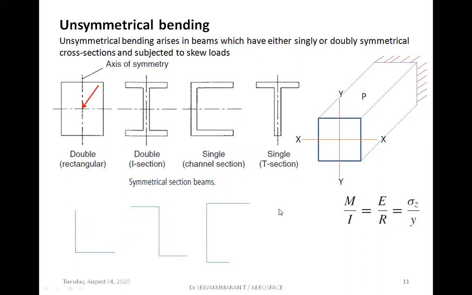So our ultimate aim in this chapter is how to determine the direct stress due to these bending moments. That means due to Mx and My, which is understood to be nothing but the beam section undergoing unsymmetrical bending.